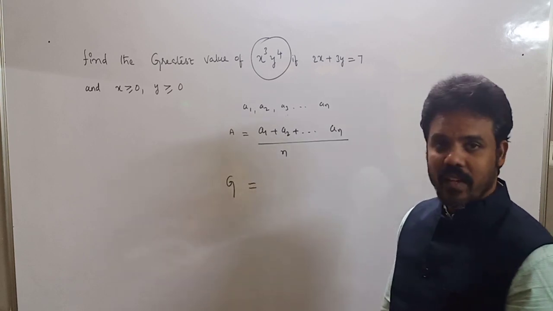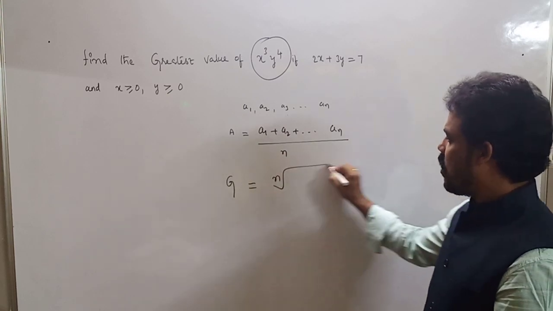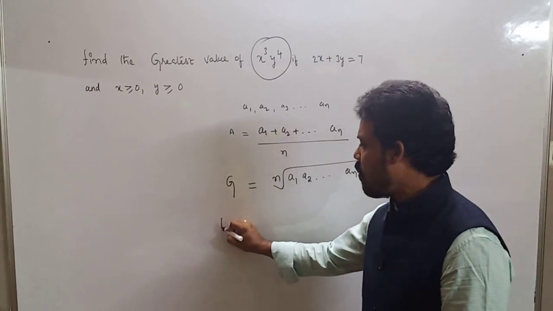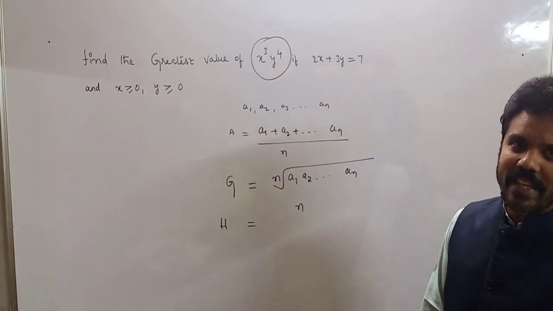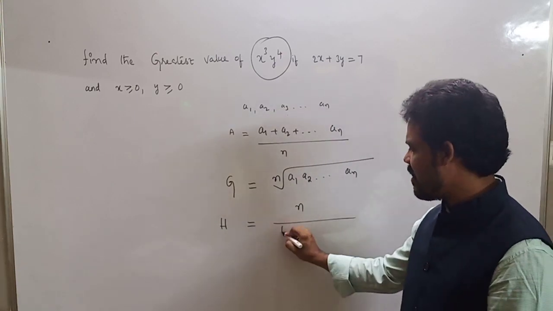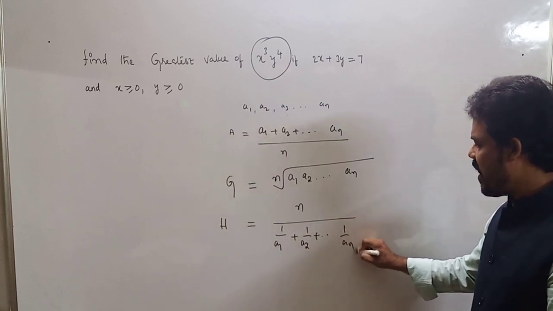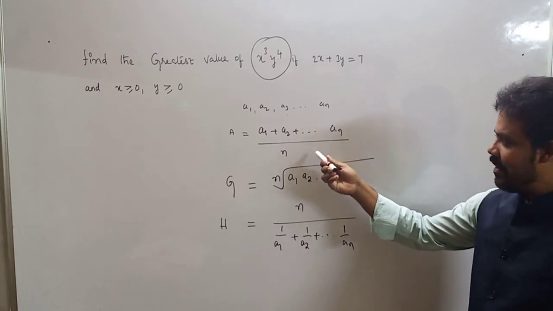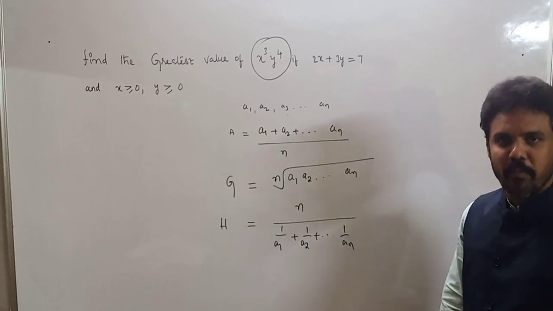Geometric mean is the nth root of the product of those n quantities. That means the nth root of A1, A2, so on to An. Harmonic mean, denoted by H, is n, the total number of quantities, divided by the sum of the reciprocals of those quantities, that is 1 by A1 plus 1 by A2 plus so on up to 1 by An. These are for those n quantities. This is the arithmetic mean, this is the geometric mean, and this is the harmonic mean.